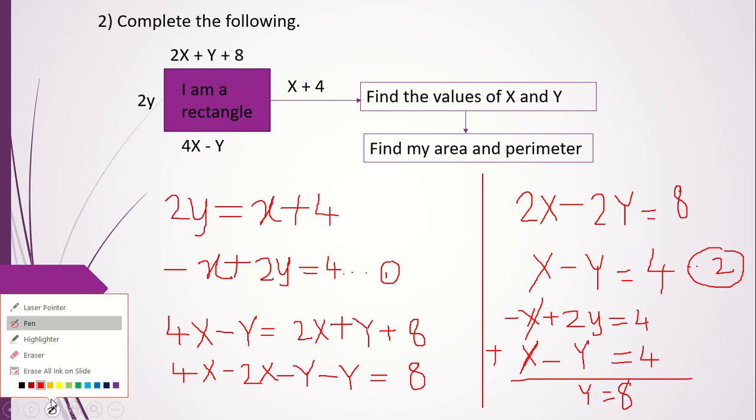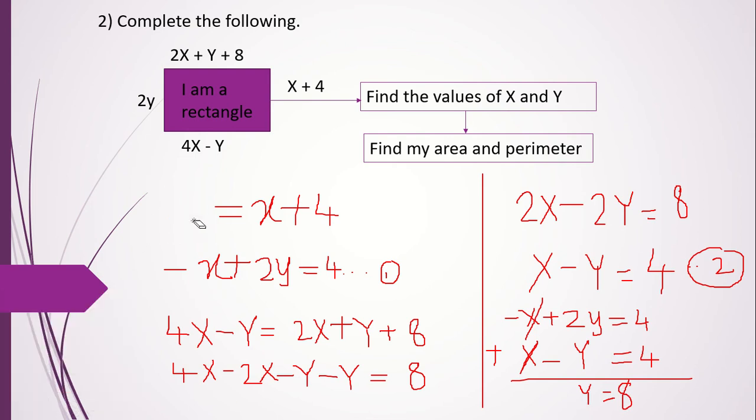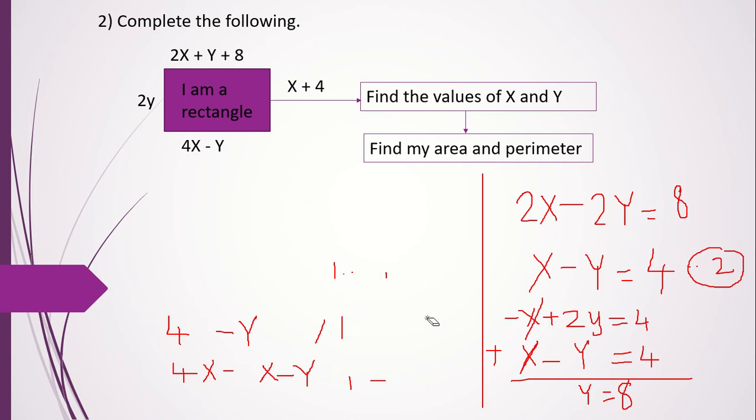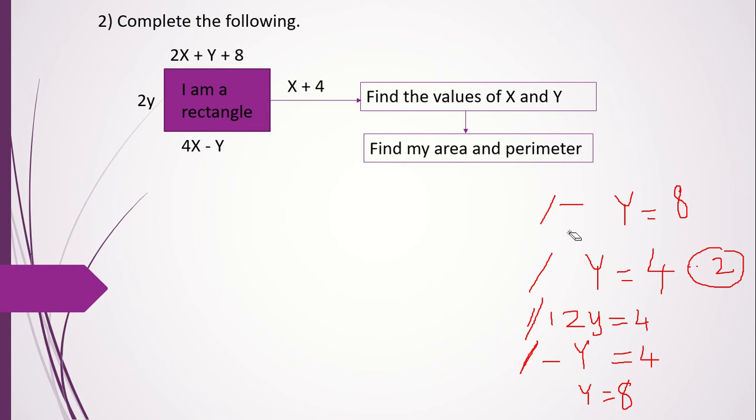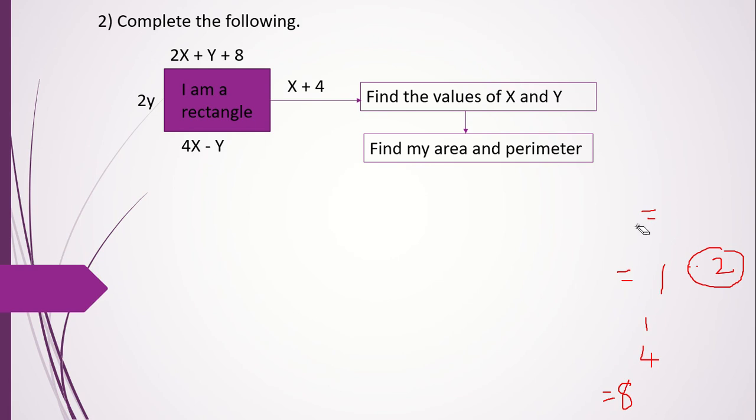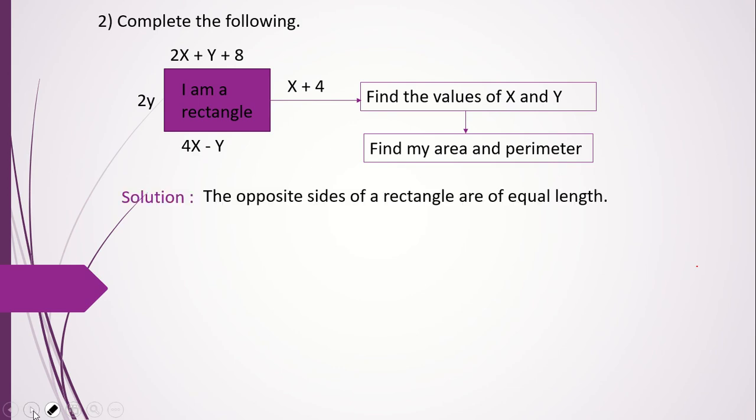This value of y you can substitute in either equation 1 or equation 2, whichever one you find easy, and you will get value of x. Once you get the values of x and y, the first part will be complete. See here, first part is find the values of x and y. Then the second part is to find the area and the perimeter. Okay. So first part was just to equate.